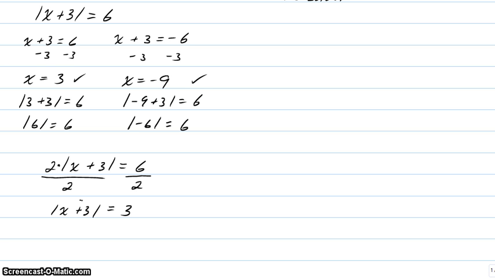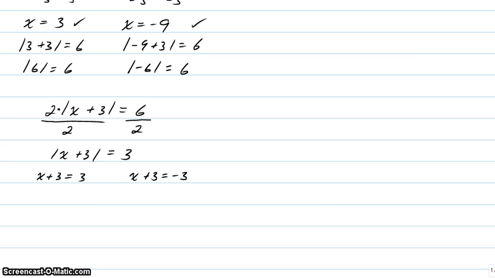And I play the game again. What legally can go inside the absolute value here that's going to allow an answer of 3? Well, the first thing I can put in there is a 3. And the second thing that I can put inside the absolute value is a negative 3. So I'm solving both of these. Here I get x equals 0. And here I get x equals negative 6.